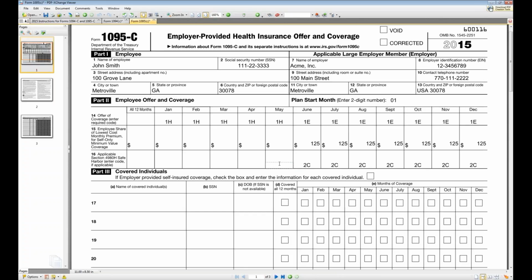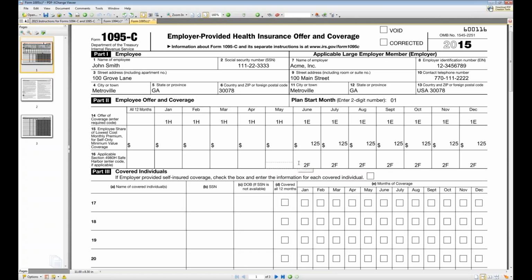Next scenario, same thing. John is hired June 1, eligible immediately, but this time John waives the coverage. Maybe John has coverage through a spouse. Maybe John decides he can't afford the 125, whatever. He waives the coverage. So again, we're going to go back to our waiver code for W-2 safe harbor. That's 2F, and that'll be the case for the rest of the year. Now we're done with that example.